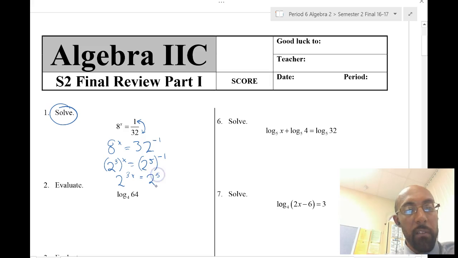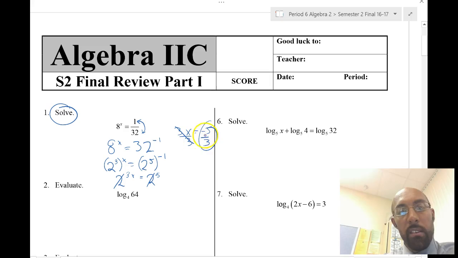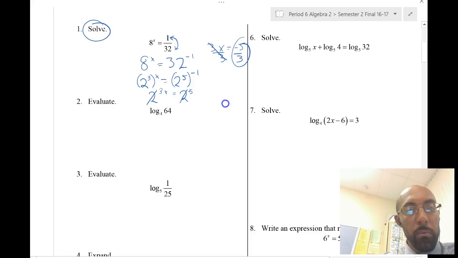So that's -5 there. And once you get to this point, you can just cancel the base. As long as those two numbers are the same, you can cancel it. And now you just have this simple equation, 3x equals -5. Divide both sides, like you would. And there's your answer right there. x equals -5 over 3. Okay? All right, so number 2.